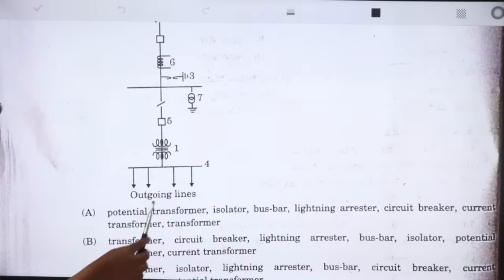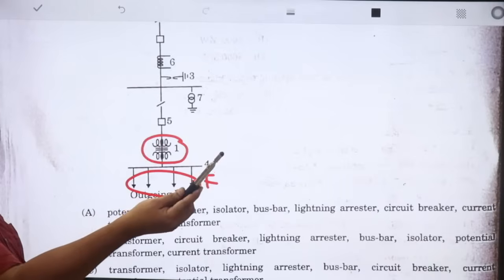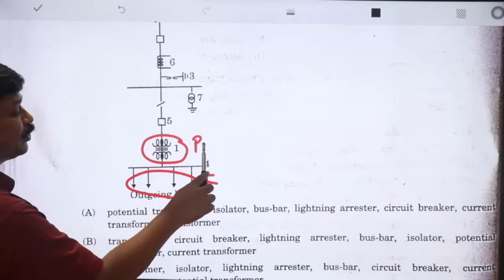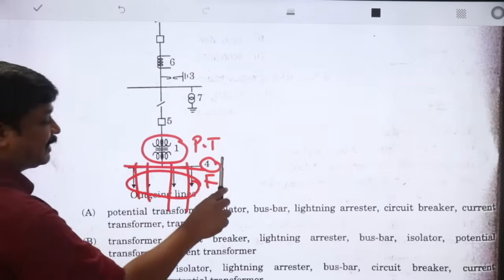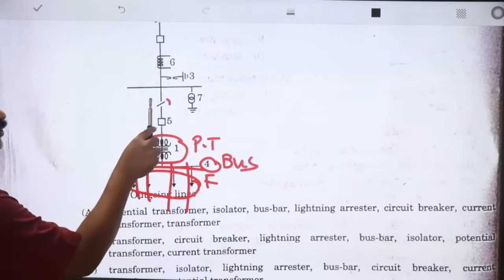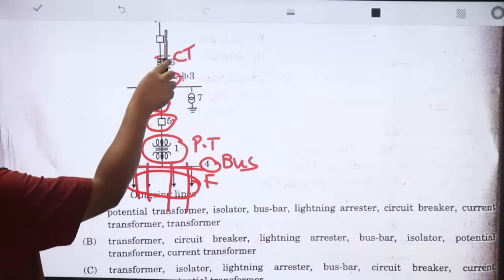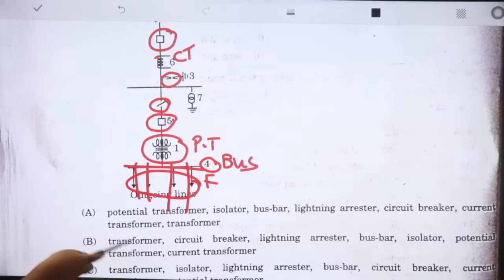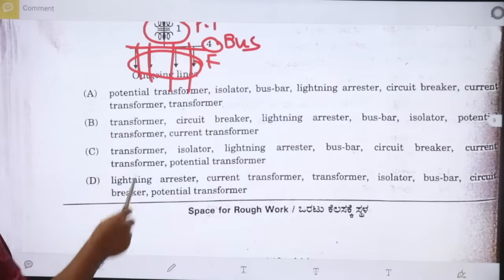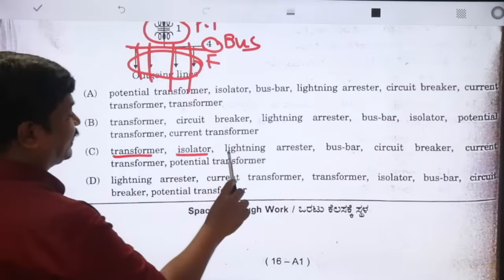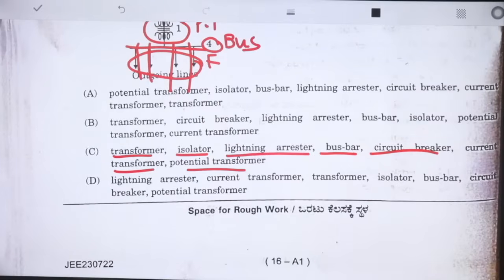Forget about the answer, first of all. What are these? These are the feeders. What is this one? It may be power transformer, may be potential transformer, because parallel connection will be there. This may be potential transformer. What is this one? It is a bus. From the bus we are taking the loads actually. That's why it is a bus. And what is this one? It is an isolator. What is this one? Circuit breaker. What is this one? Lightning arrestor. Series connected, this is a current transformer. What is this one? Circuit breaker. If you check all these things, what they given here is transformer, isolator, lightning arrestor, bus bar, circuit breaker, like that. The components are available.